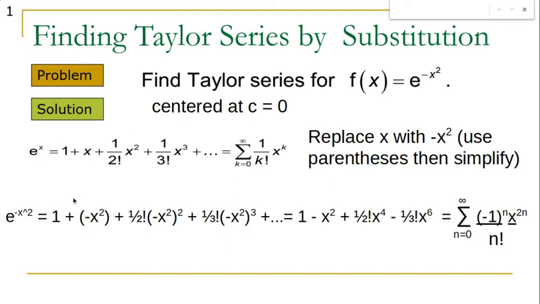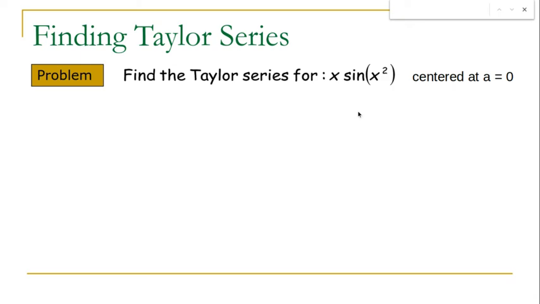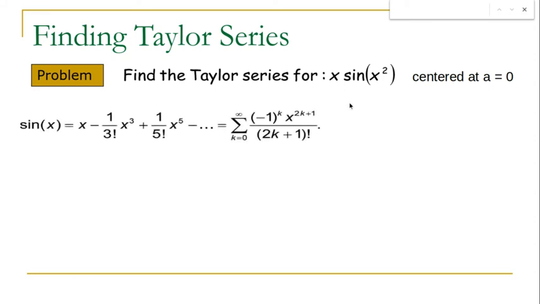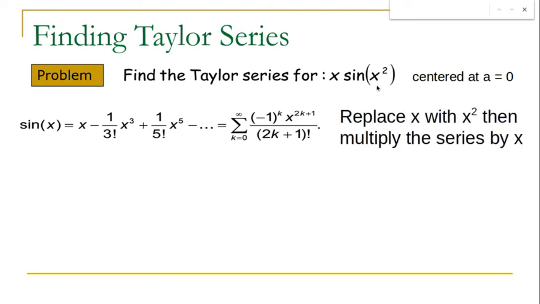That's what that's saying. For our next example, we're going to look at one that uses sine. So we've got x sine of x squared, again centered at a equals 0. So this is technically a Maclaurin series. We're going to use the series that we know for sine of x. This is one of the ones that we need to have memorized. It's your odd exponents over odd factorials, also alternating. So to get this series, we're going to have to do two things. We're going to have to do a substitution. We're going to replace x with x squared, and then we have to multiply the series by x. So we're going to do that in that order.